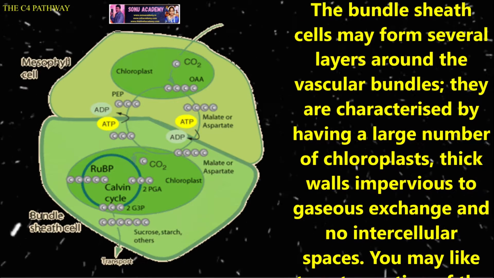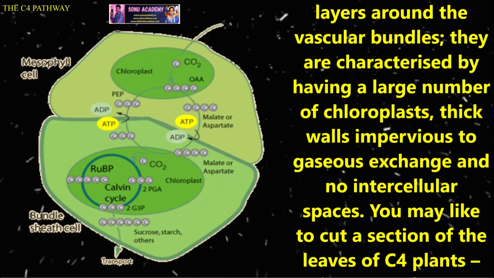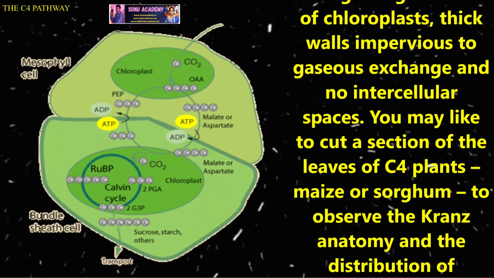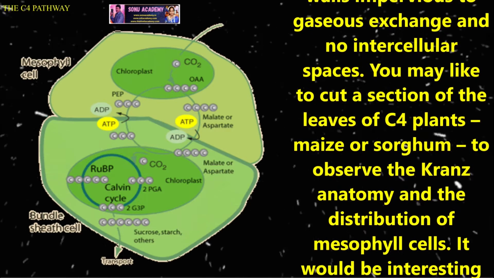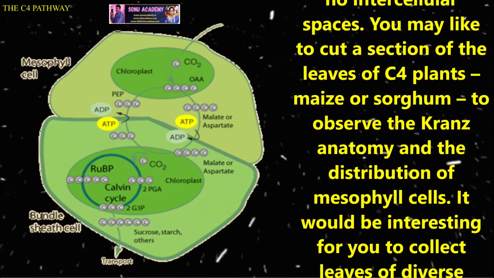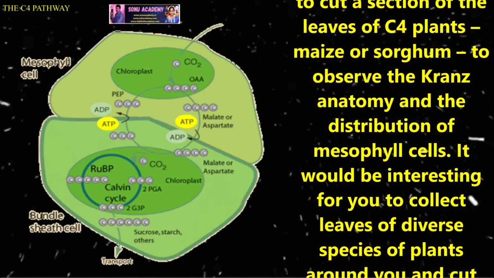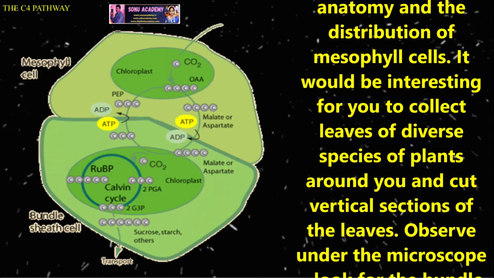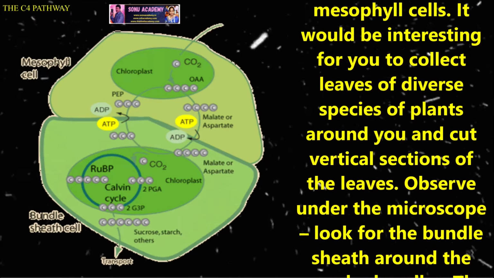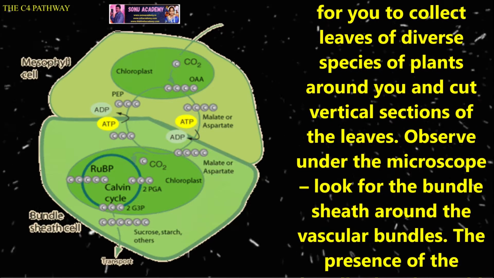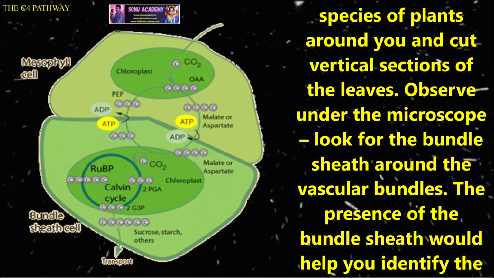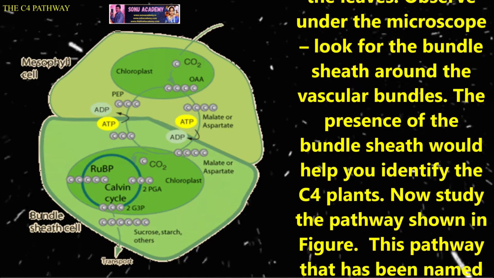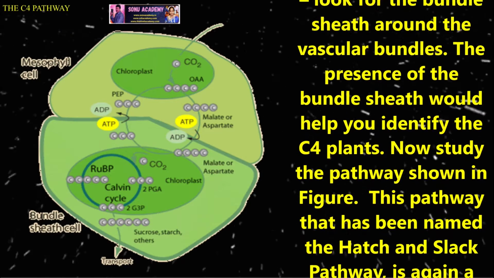They are characterized by having a large number of chloroplasts, thick walls impervious to gaseous exchange, and no intercellular spaces. You may like to cut a section of the leaf of C4 plants, maize or sorghum, to observe the Kranz anatomy and the distribution of mesophyll cells. It would be interesting for you to collect leaves of diverse species of plants around you and cut vertical sections of the leaves. Observe under the microscope and look for the bundle sheath around the vascular bundles. The presence of the bundle sheath would help you to identify the C4 plants.